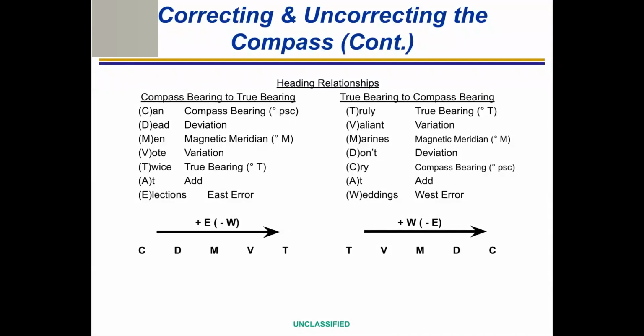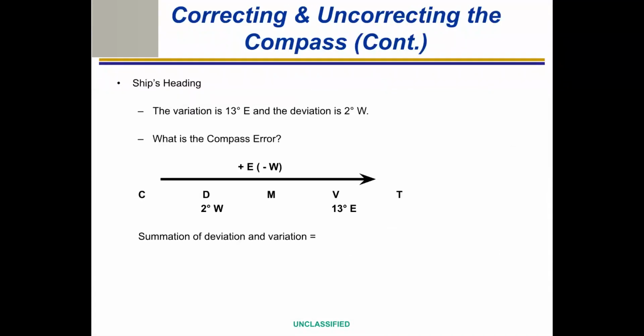Okay, so let's go ahead and put this in practice. If we know that the variation in this specific area is 13 degrees east and our deviation is 2 degrees west based on our ship, and I need to find the compass error.